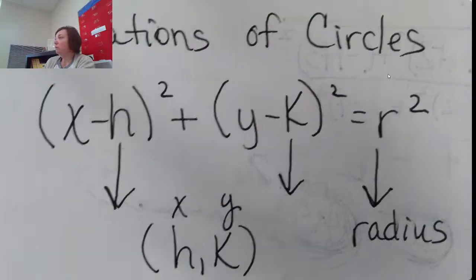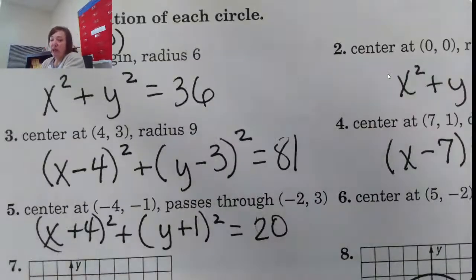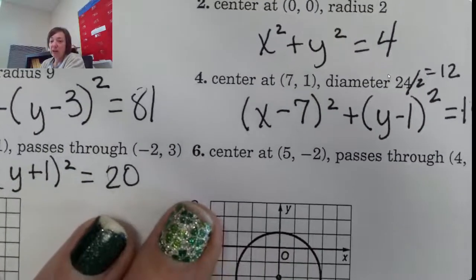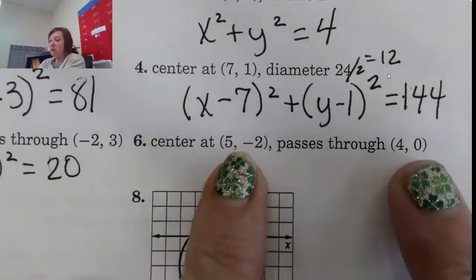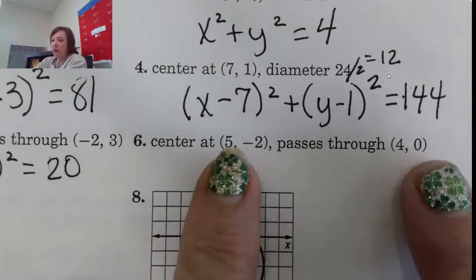You got that down? Okay, so we look at number 6, right? We've got to find our radius, so we're going to have to use these 2 points and use the distance formula to find our radius.